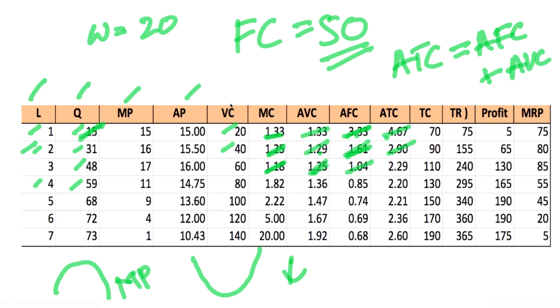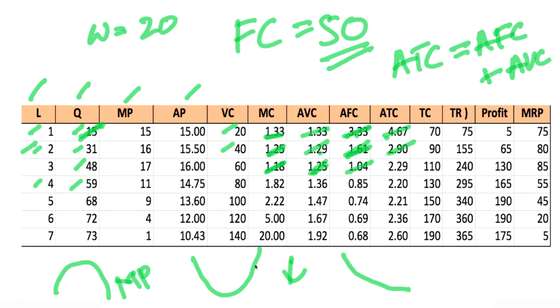Similarly, there is a relationship between average product and average variable cost. The average product initially goes up and then comes down. So what must happen to the average variable cost? It must first come down and then go up, which you can see with these numbers as well. Finally, what is the shape of the average total cost? The average fixed cost keeps going down all the time.